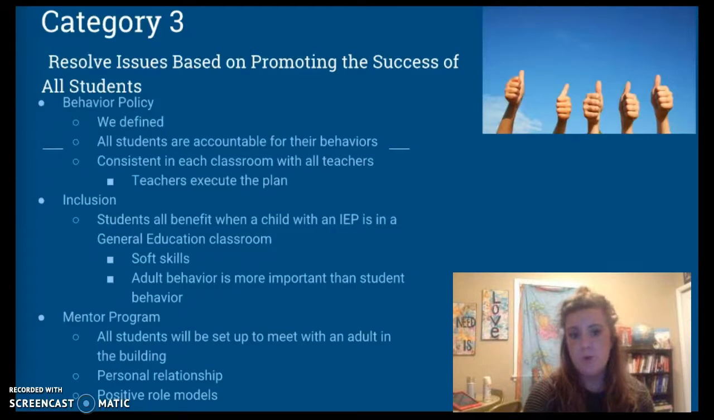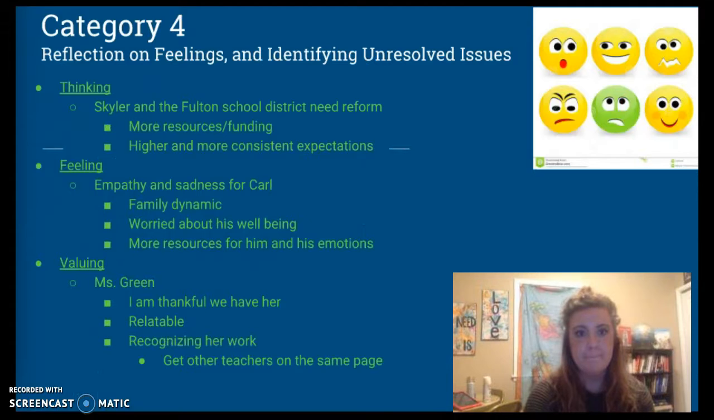Also, this mentor program is going to be an opportunity for all students to have a positive relationship with an adult, to have a role model, and to build a relationship on a more personal level with somebody in the building in a non-academic setting.